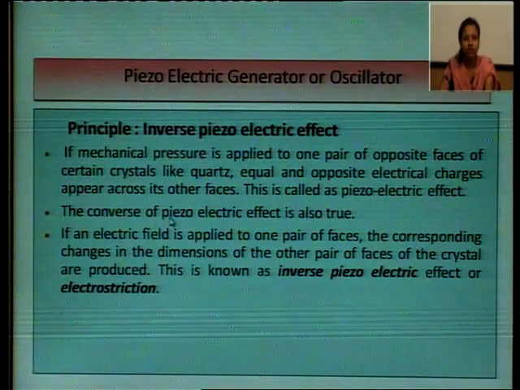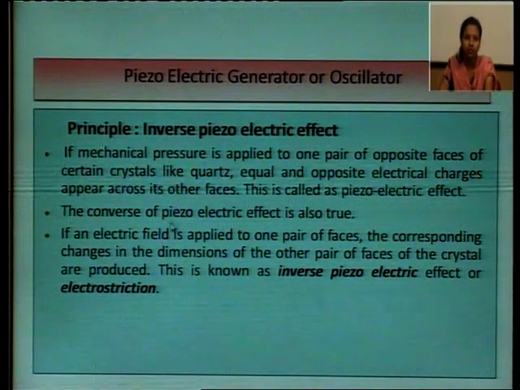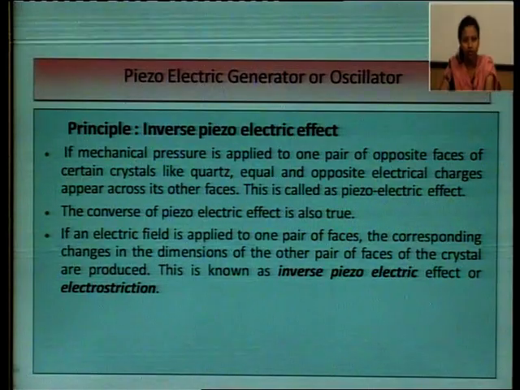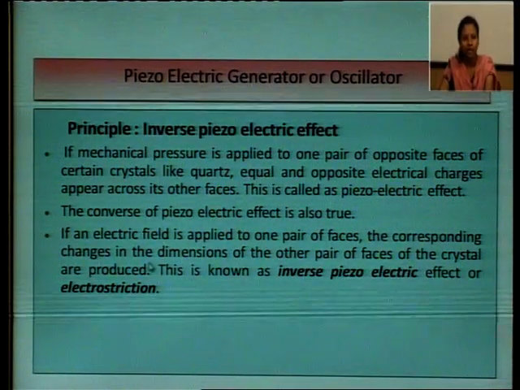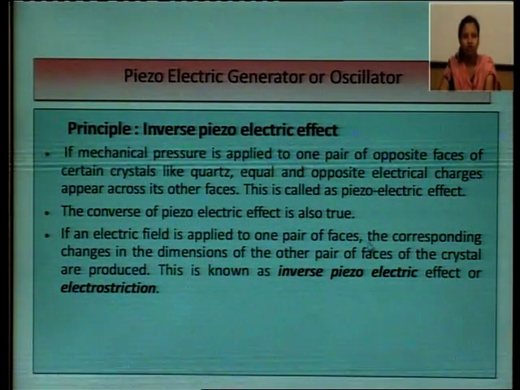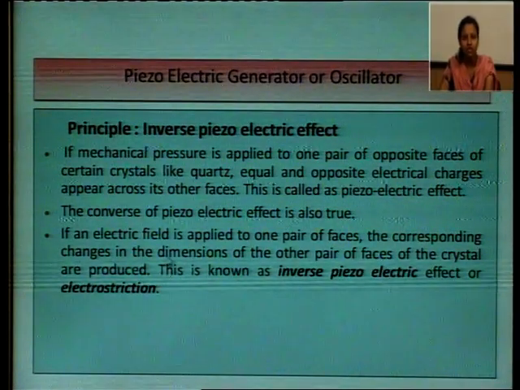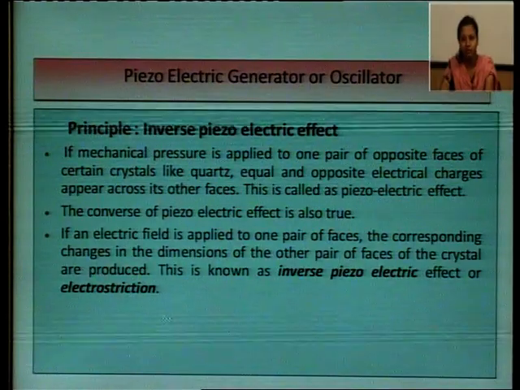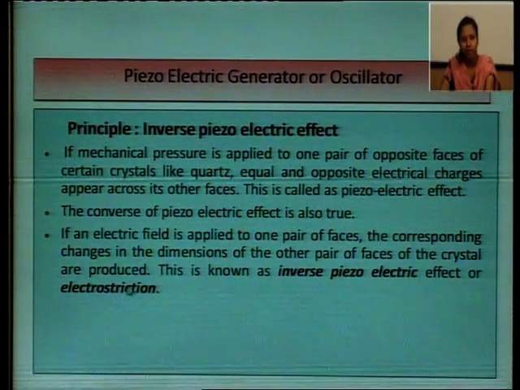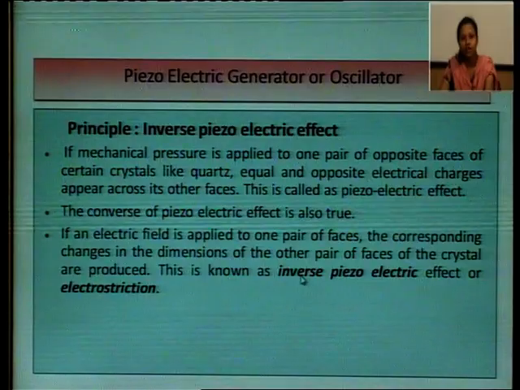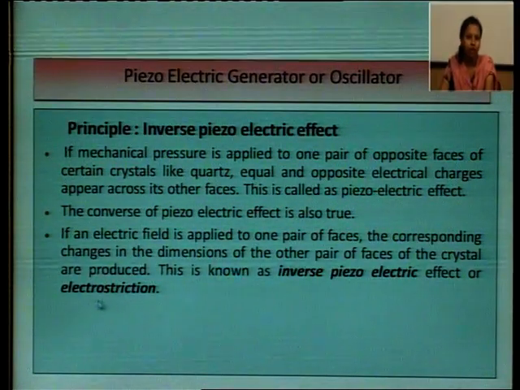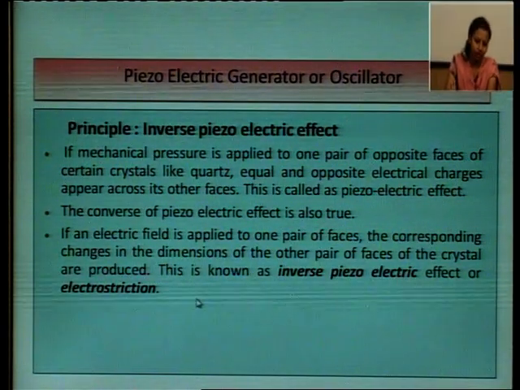The converse of this piezoelectric effect is also true. If we apply an electric field to one pair of faces, a corresponding change in the dimensions of the other pair of faces of the crystal is produced, and this is called the inverse piezoelectric effect or electrostriction effect.